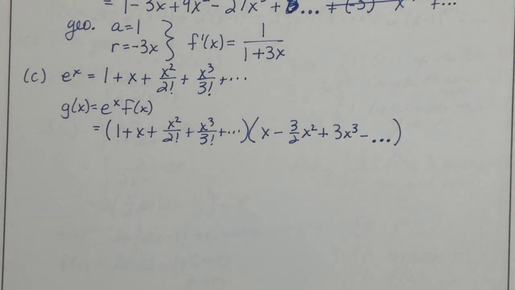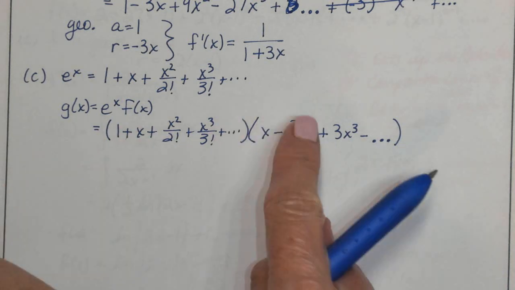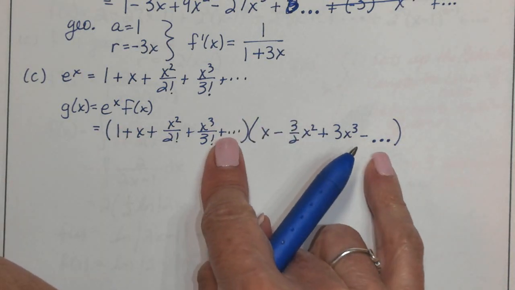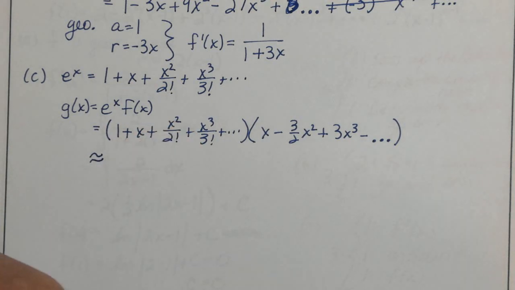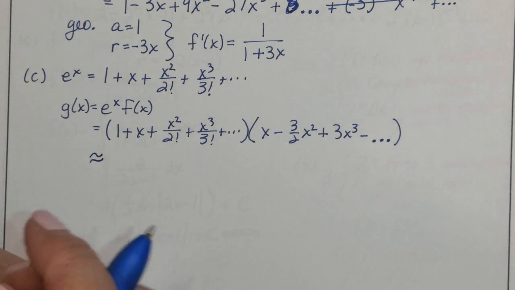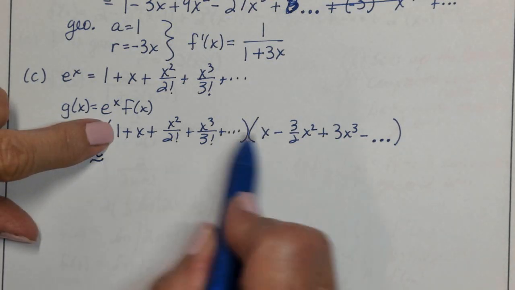Is this the third degree Taylor polynomial? No, it's not, because it is not in the form of a Taylor polynomial. Okay, I need to go ahead and multiply this out. But I'm not going to multiply it out for eternity, so I'm going to approximate. I'm going to stop when I get to a third degree term. I'm not going to go to a fourth degree term. So I'm going to distribute.